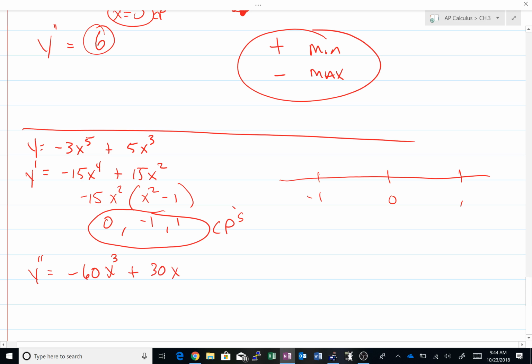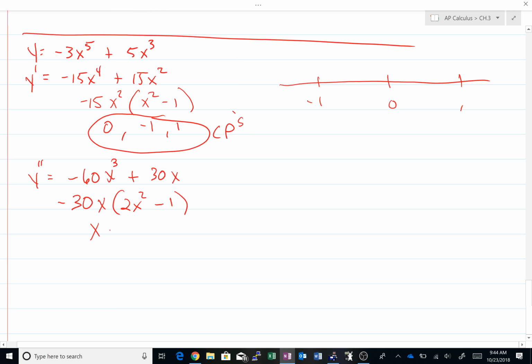Okay, and if I clean that up, if I factor out a 30x, I get 30x times negative 2x squared plus 1. All right, let's solve this now. Here, we get x equals 0, and x equals plus or minus the square root of 1/2. Agreed?